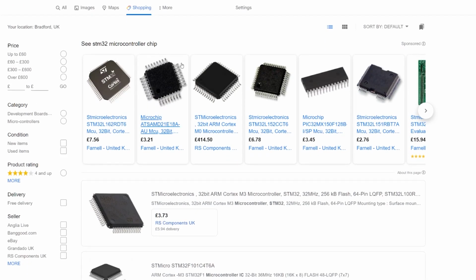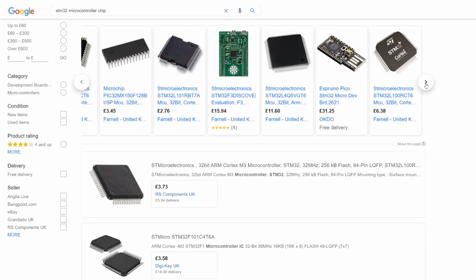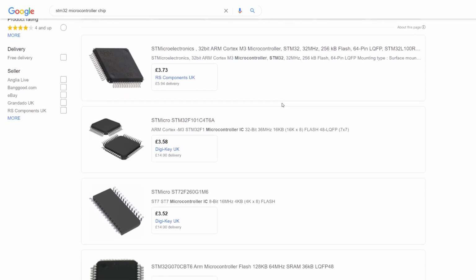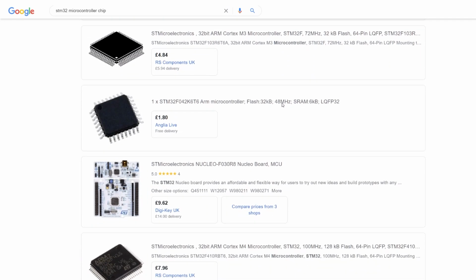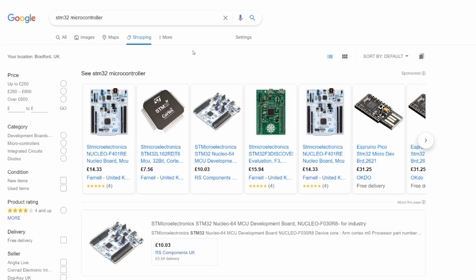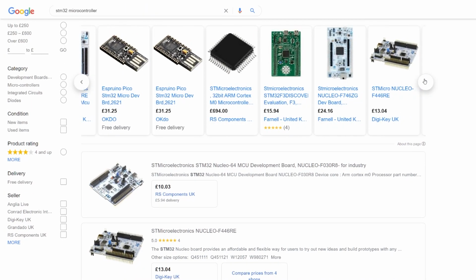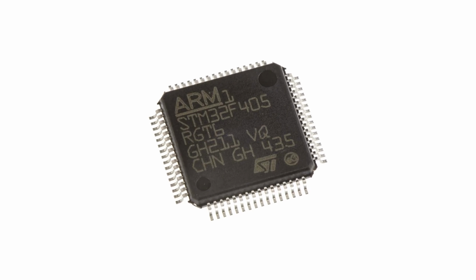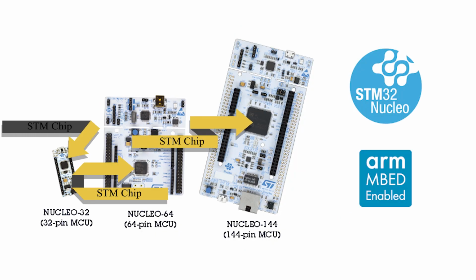I suppose let's just quickly start with the company itself, ST Microelectronics. They developed a bunch of different microcontrollers and also a bunch of different development boards. So you've got the actual microcontroller itself, and then you've got the development board. Before we touch on them, let's look at the microcontroller itself. This is what the microcontroller looks like. You've obviously seen one of these before, and this is what it looks like attached to an actual board.